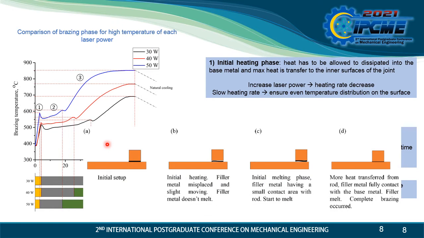This is the schematic diagram that explains why there is a slight up and down in the brazing temperature profile. First is the initial setup, and the second is initial heating, where the filler metal is misplaced and slightly moving. That explains why the filler metal still doesn't melt at this phase. Next, the initial melting phase, where the filler metal has a small contact area with the rod and starts to melt. And as more heat transfers from the rod, the filler metal fully contacts the base metal and will melt, and complete brazing occurs.